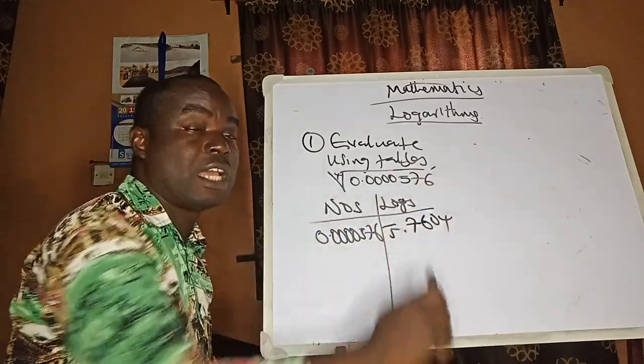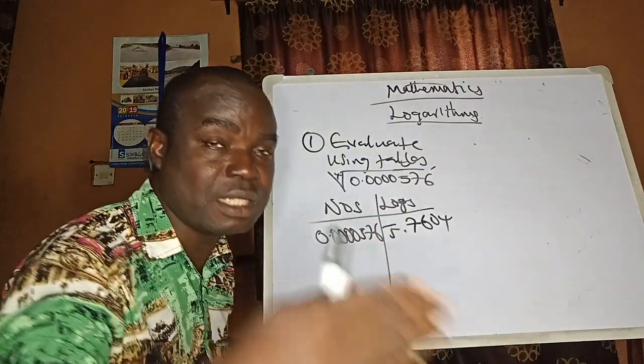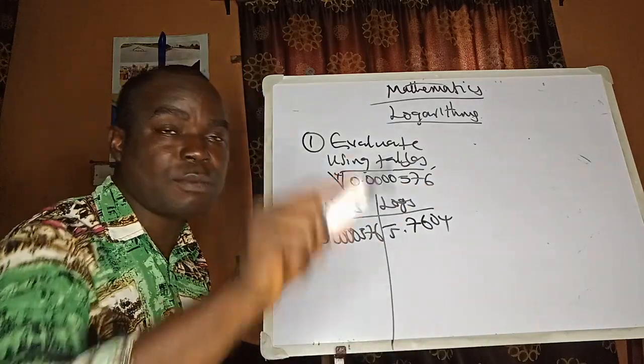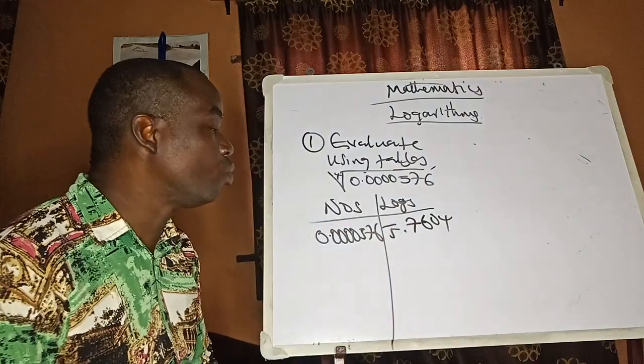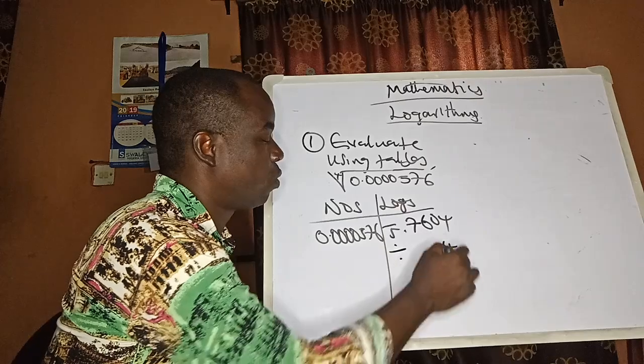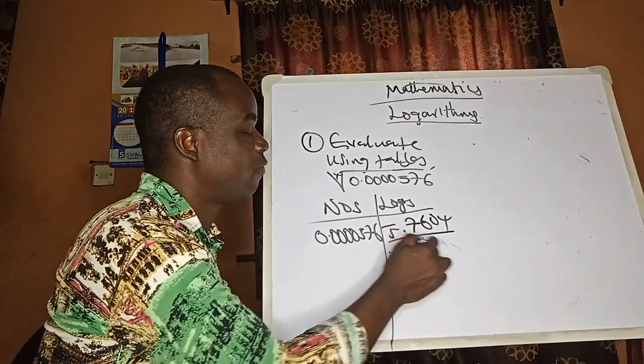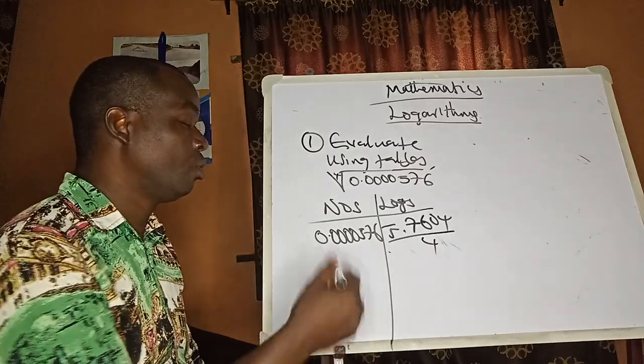Now, this 4 here, anytime you see root, what it means is that you should divide. Anytime you see root, you divide. So we're going to do divided by 4, or rather, let me put it like this, over 4. Still the same thing.